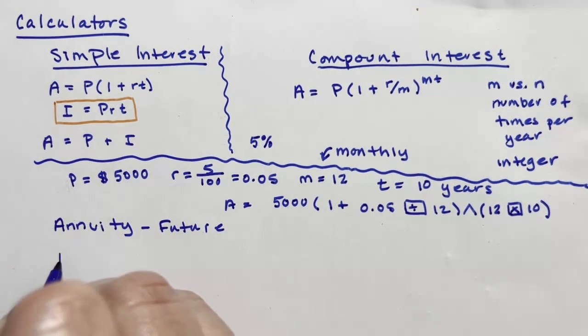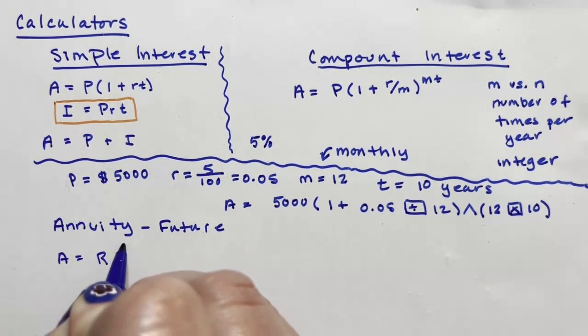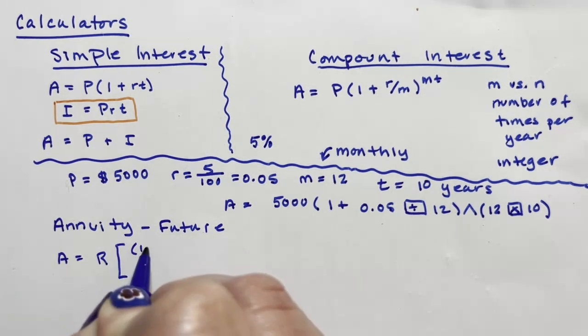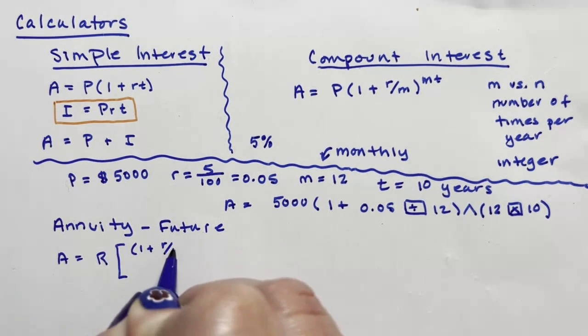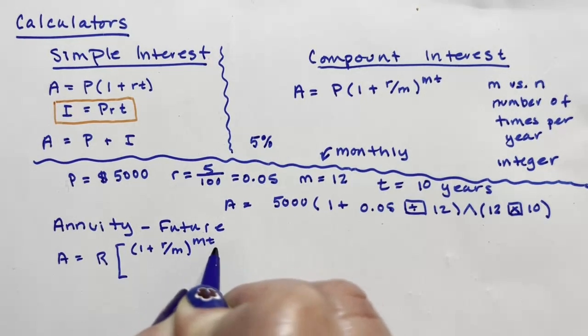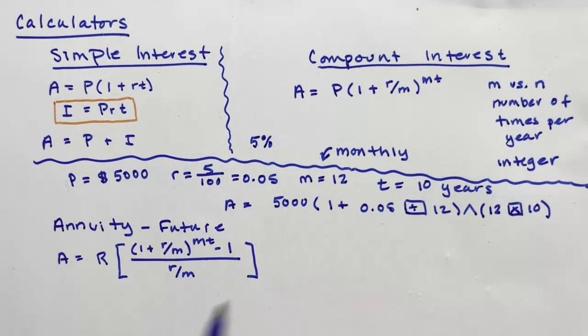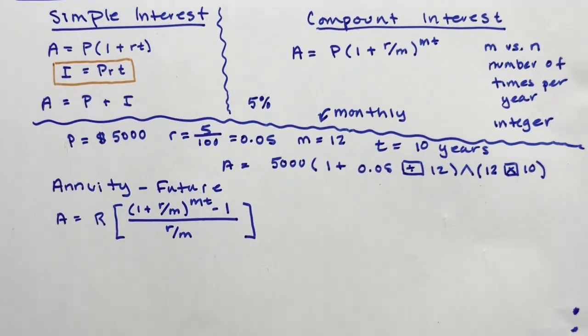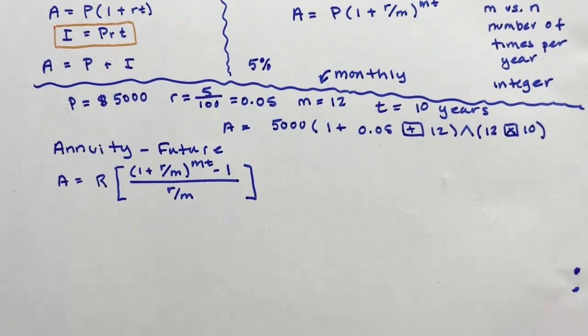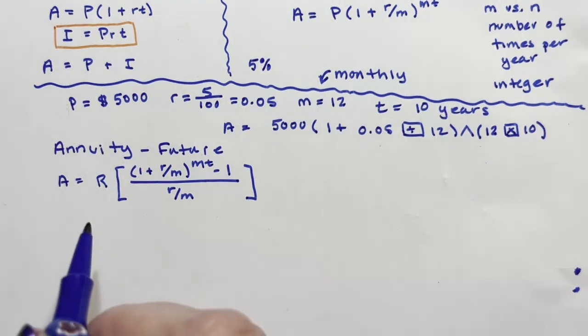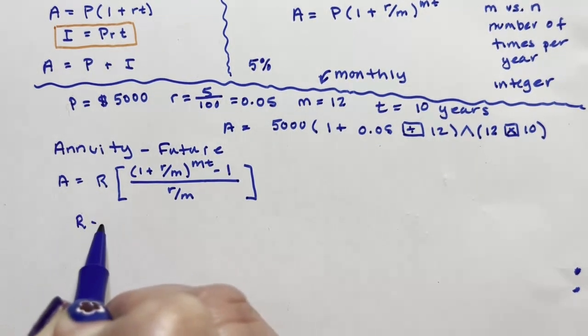A equals R times (1 plus R over M) to the MT, minus 1, over R over M. Now, if you're thinking this looks like something you've seen, it does. I have a video explaining why. And if you're thinking, whoa, that looks ugly, kind of is. It's big. It's a lot there. I know that. So this R means periodic payment.